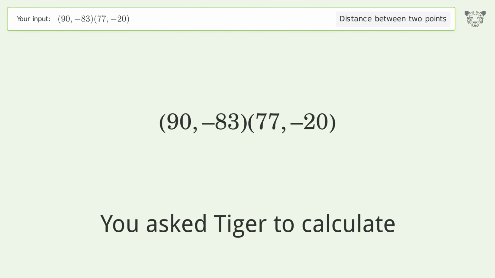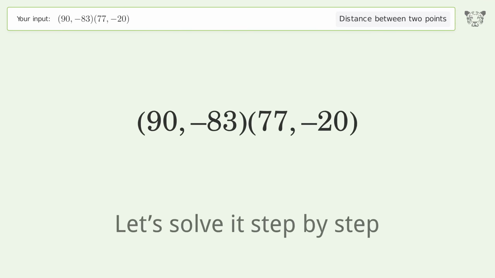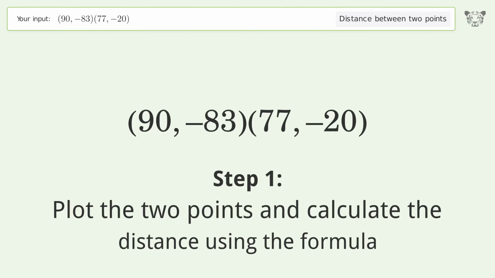You ask Tiger to calculate. This deals with the distance between 2 points. The distance between the 2 points is the square root of 4,138, or 64.327. Let's solve it step by step. Plot the 2 points and calculate the distance using the formula.